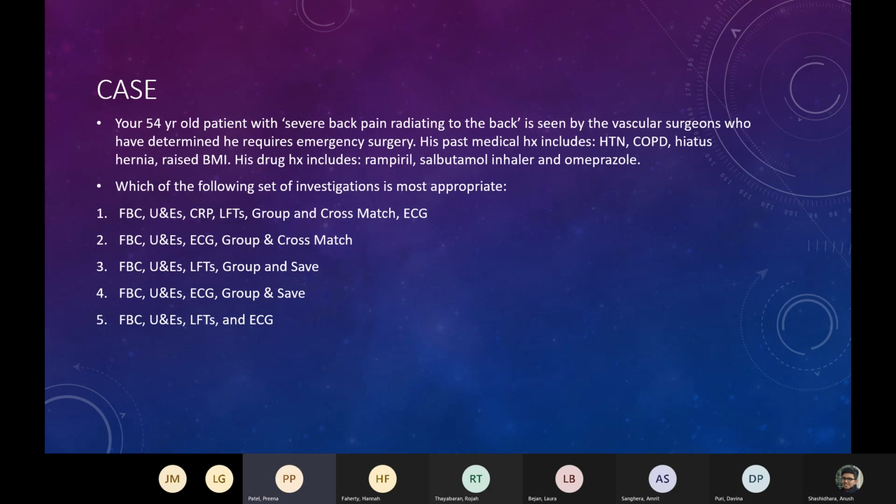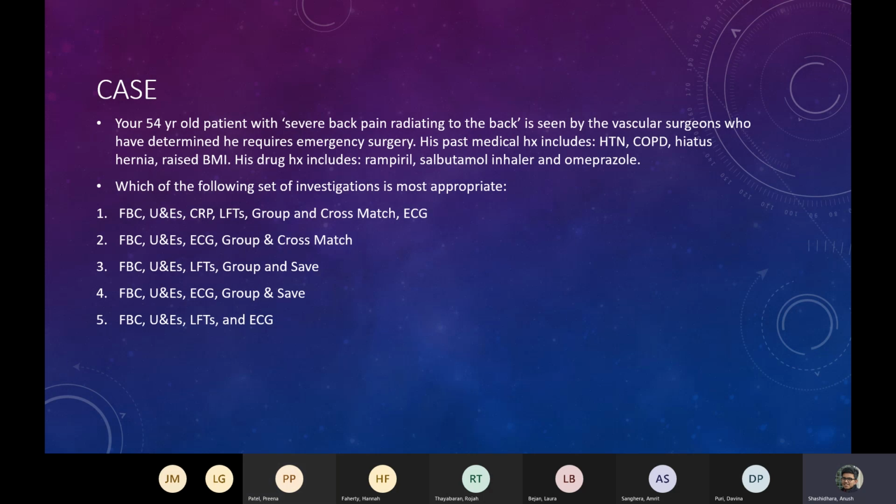So this is his past medical history. He's got hypertension, COPD, a hiatus hernia, and a raised BMI. His drugs include ramipril for the hypertension, salbutamol for the COPD, and omeprazole for his hiatus hernia. So which of the following are your most important set of investigations pre-surgery for him? It'll be on Menti, the voting.